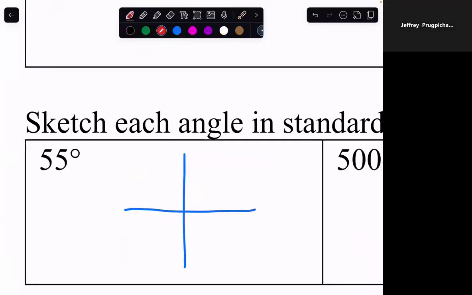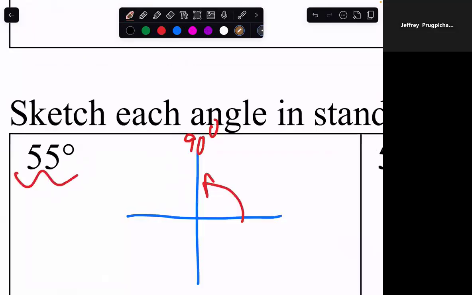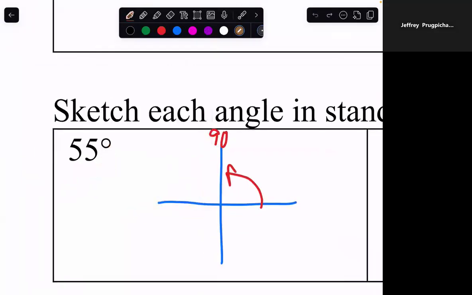Okay, so you know that you're going to start on the positive x-axis, and because it's a positive angle, you know you're going to rotate this way, but how much? Well, again, a quarter turn would be 90 degrees. This is less than that, so you're not going to go all the way to 90, right? You're going to stop short. Okay, so something like this.